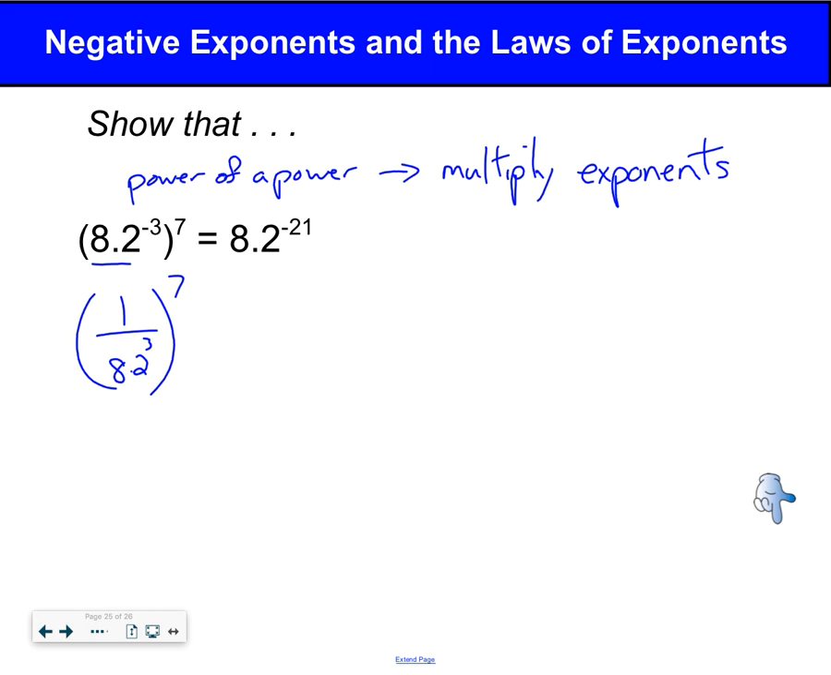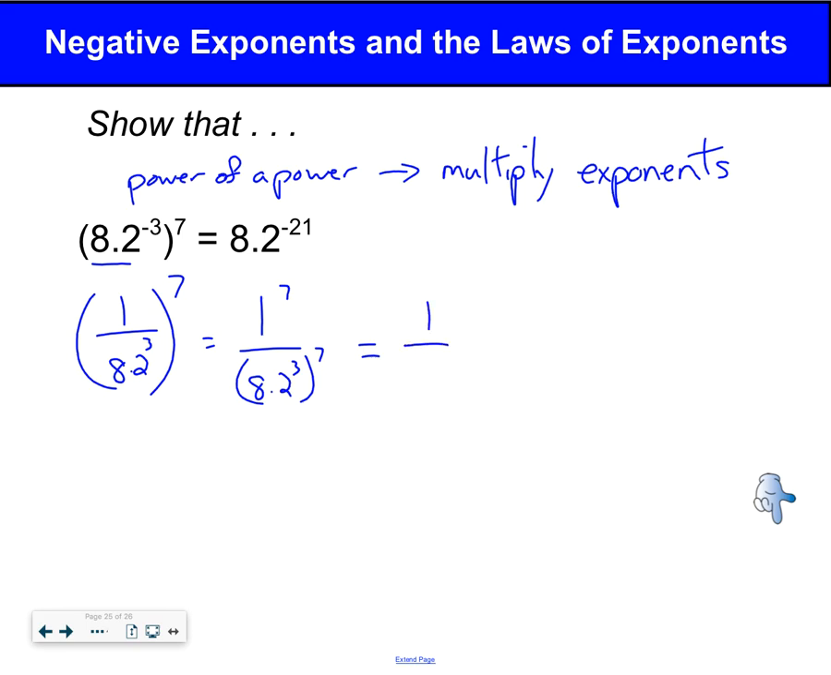All right, so we talked about flipping and changing the sign. Well, now I know that this 7 on the outside of the grouping symbols, or outside the parentheses, has to be applied to each of the ones on the inside. So now what that's going to look like is we're going to have 1 to the 7th power over 8.2 to the 3rd power raised to the 7th power. So what can we do from here? Well, we know that 1 to the 7th power is just going to be 1 times itself 7 times, so that's just going to be 1.